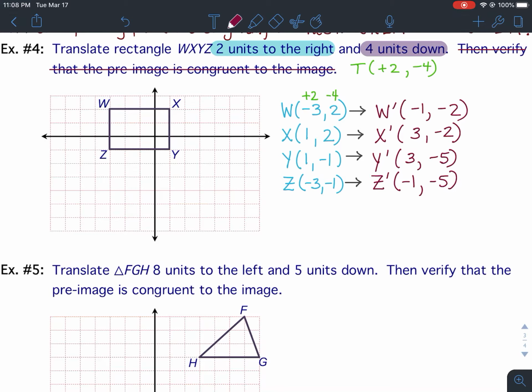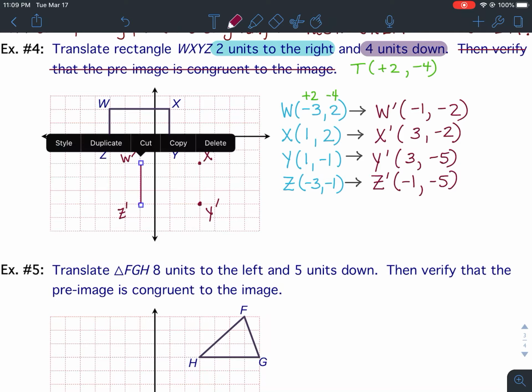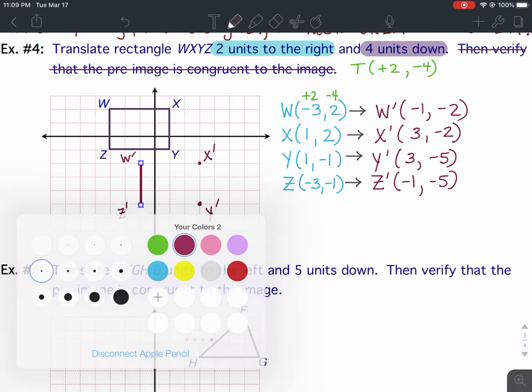So I've got W prime at -1, -2. Label that W prime. 3, -2 is X prime. 3, -5, Y prime. And -1, -5 is Z prime. And then you're going to connect your points using your straight edge. I'm going to make my points a little thicker.